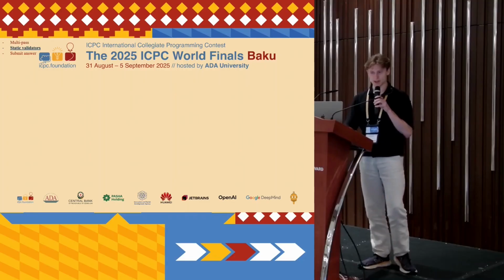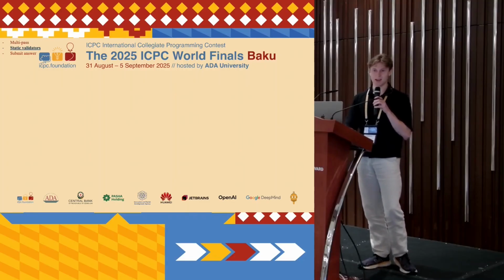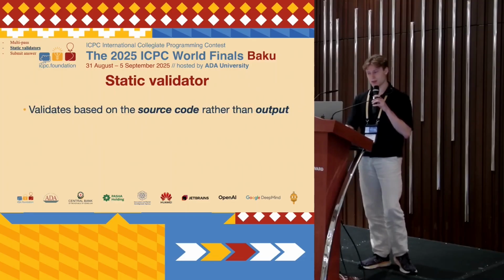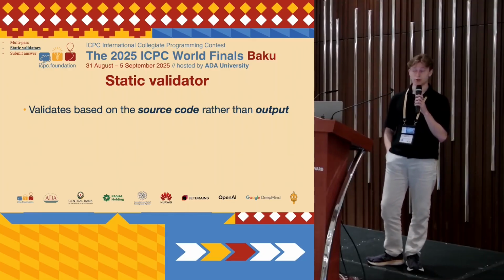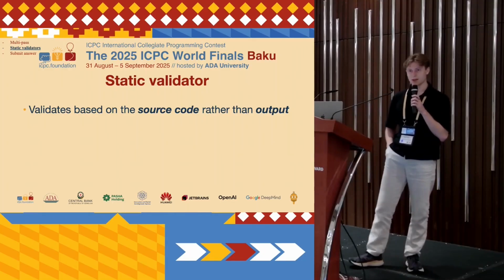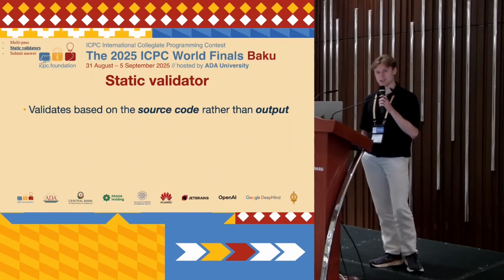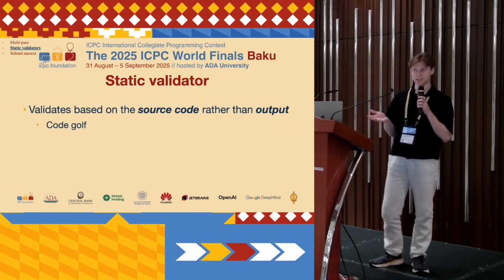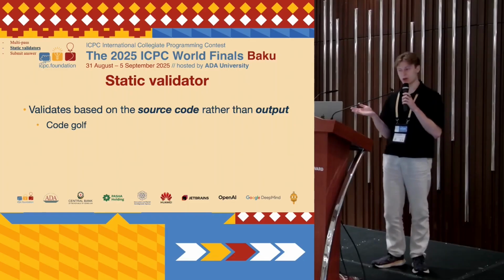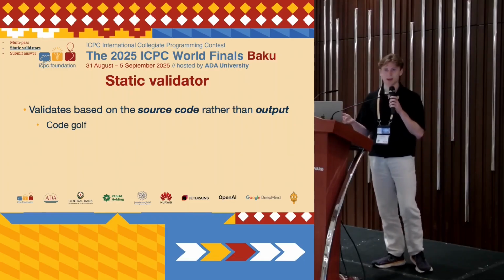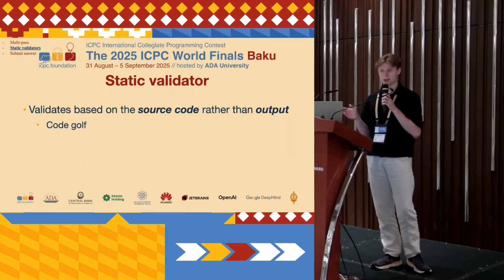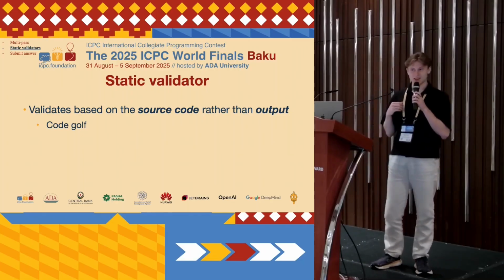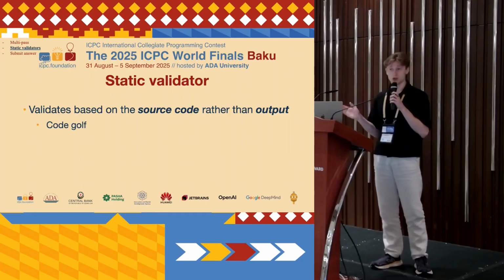So let's move on to the next big feature that I think is very interesting, which is static validators. A static validator is somewhat similar to an output validator, but instead of validating on, well, the output, it validates on the static source code. So something that's possible now is code golf. It checks how long the code is, counting the number of characters, and can either give you AC or a wrong answer. It could, for example, only accept solutions below 200 characters.